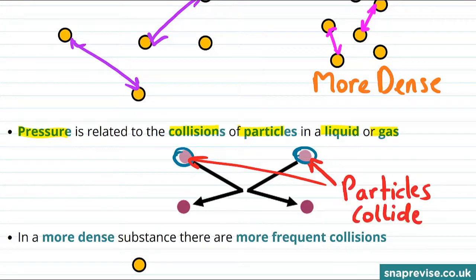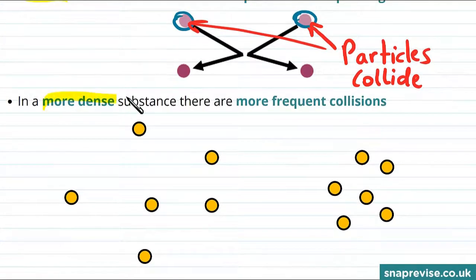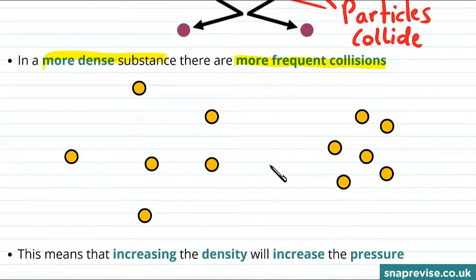So what's the relationship between density and pressure? Well, in a more dense substance, there are more frequent collisions just because all of the particles are always nearer to each other, so they're more likely to bump into each other.